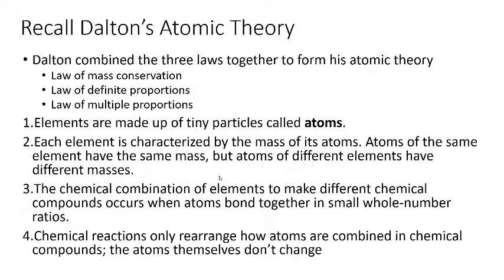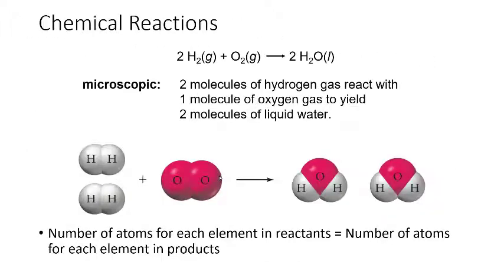So for discussions of chemical reactions, we're dealing with postulate number 4 of Dalton's atomic theory, that when we undergo chemical reactions, the identity of the atoms does not change, they only rearrange the ways they are combined. So if we take a look at the reaction, two hydrogen diatomic gas molecules reacting with one diatomic oxygen yields two molecules of H2O, which we know as water.